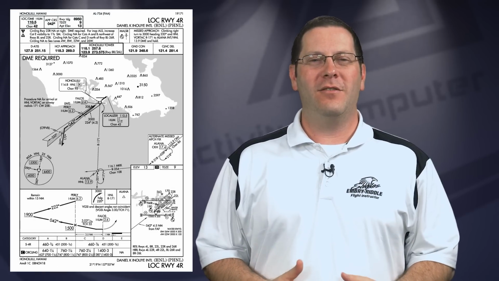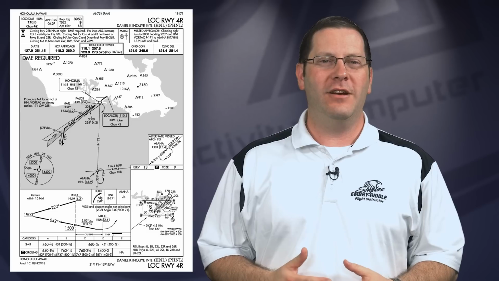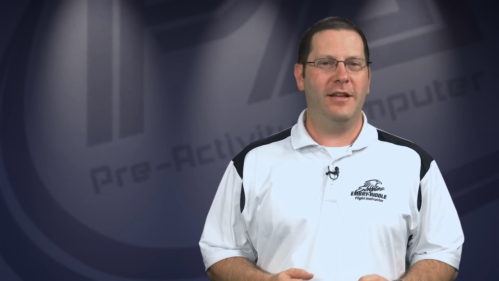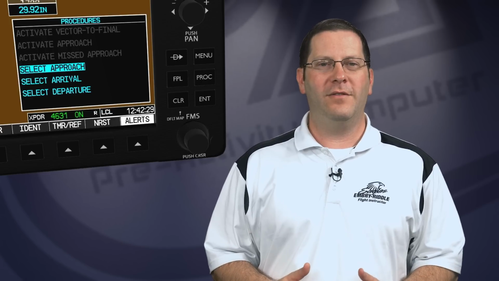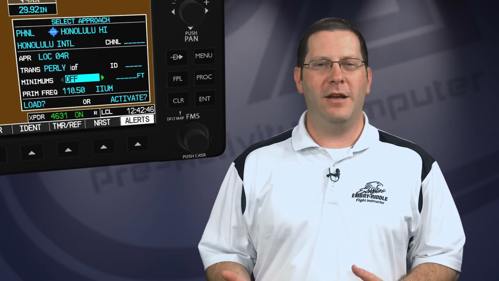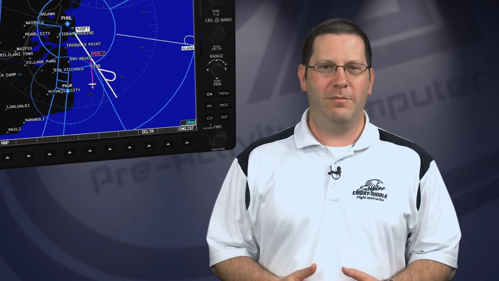Another example is the Localizer 4 right approach into Honolulu International Airport in Hawaii. The Localizer approach is different from an ILS because it does not have a glide slope and therefore does not provide vertical guidance. This approach also has a note that says DME required. Our aircraft do not possess DME receivers, and the bearing pointer won't display distance information from the localizer antenna. Therefore, you can substitute GPS for DME and overlay the approach by loading the approach in the GPS in order to identify all the fixes on the approach.